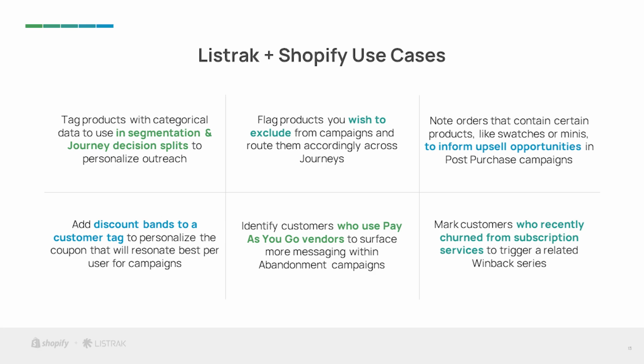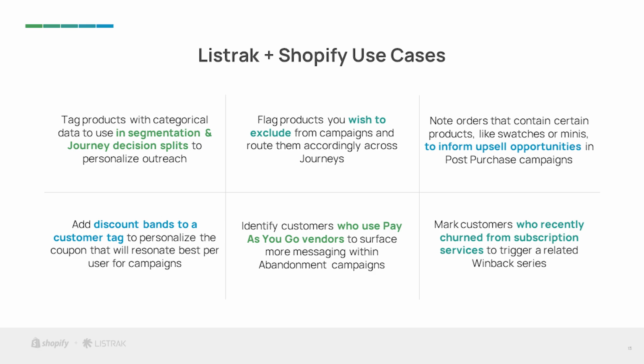Another example of a customer tag that you might use from a triggered campaign perspective is a pay-as-you-go use case. So you can see within Shopify who used installment vendors for their purchase, and then you can use that information to maybe split an abandonment journey where you say, hey, you can buy this over 4 easy payments.